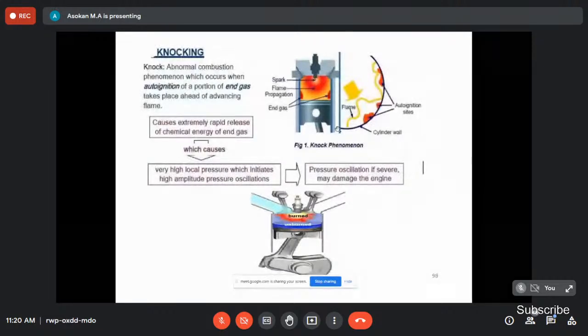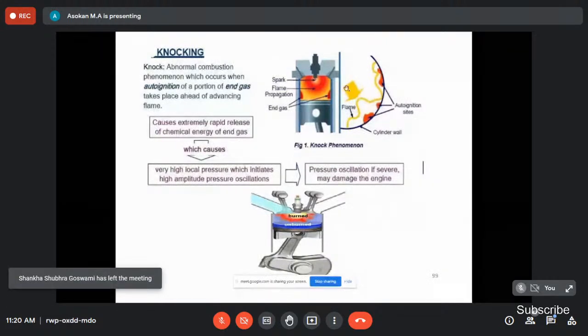See this right-hand diagram. There are the auto ignition sites, the red color, right? The auto ignition sites. The flame travels across the chamber. So the auto ignition site starts the combustion, and the flame travels in the opposite direction. At one end, both flames hit, then the vibration takes place. That is called the knocking.